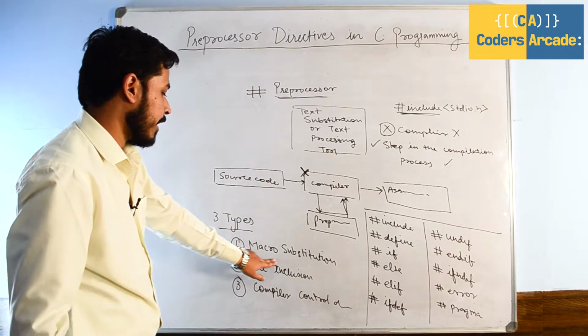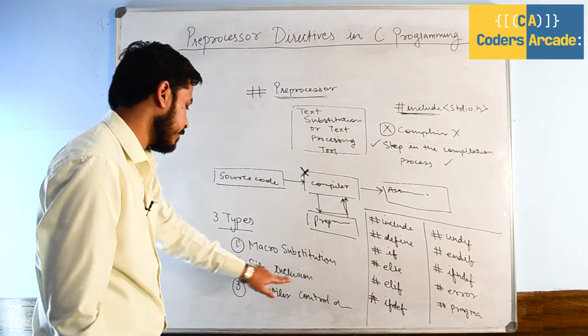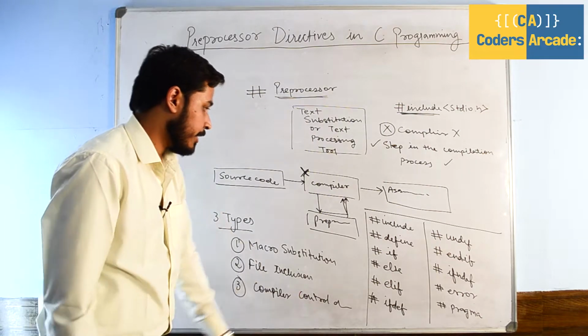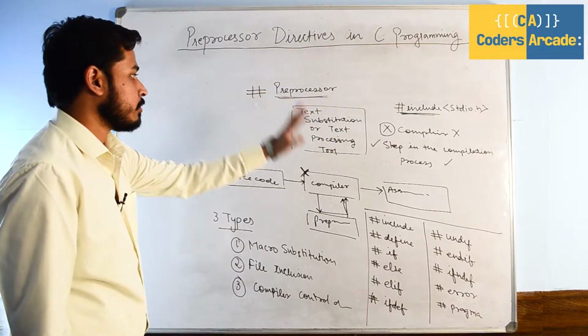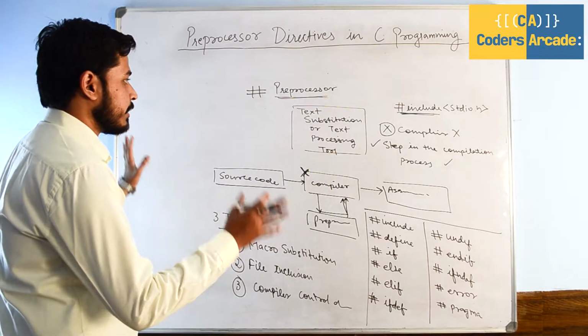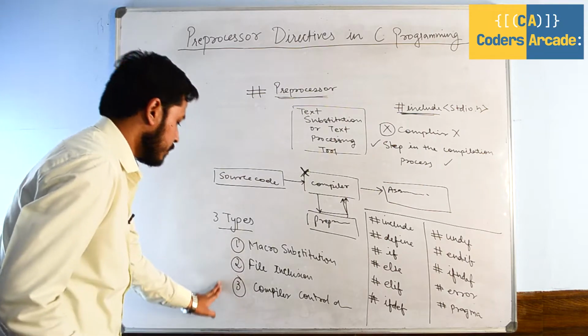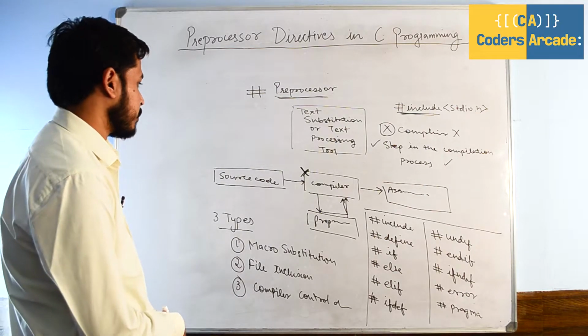The first one is the macro substitution directive. Then we have the file inclusion directive, and then we have the compiler control directive. So this is all about preprocessor directive as an introduction. Now let us see these three types of preprocessor directive.